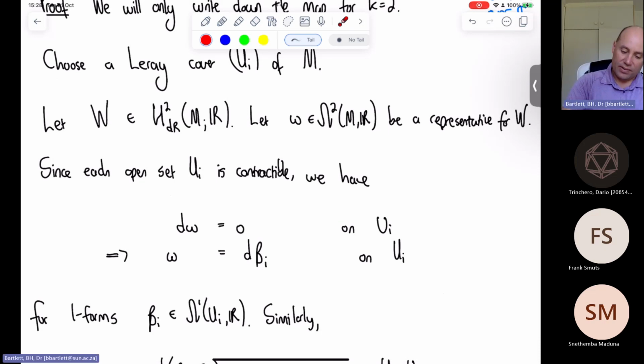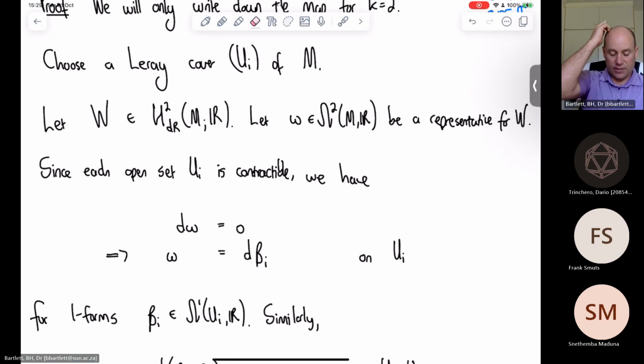So maybe it would be clear if I rub this out here. But maybe the point is, where does this come from? It comes from Poincaré's lemma, right? If you're on a contractible open set, or if you like on a star-shaped region, if the d of a form is 0, then that form is equal to d of something.